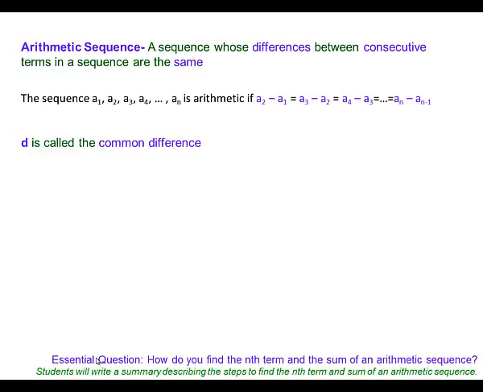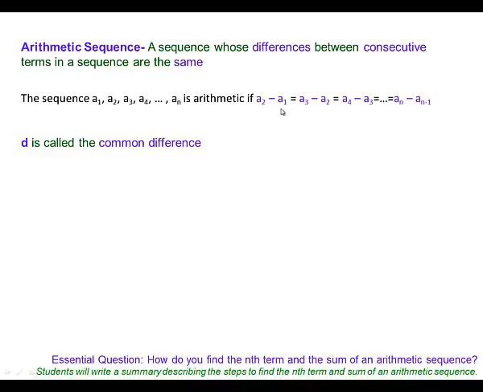All right, so we can get very specific on types of sequences. Rather than just a random sequence, we have one that's called arithmetic, and there's another one called geometric. We'll deal with geometric towards the later part of the week. An arithmetic sequence is a sequence whose differences between consecutive terms are the same. This is the notation for an arithmetic sequence.